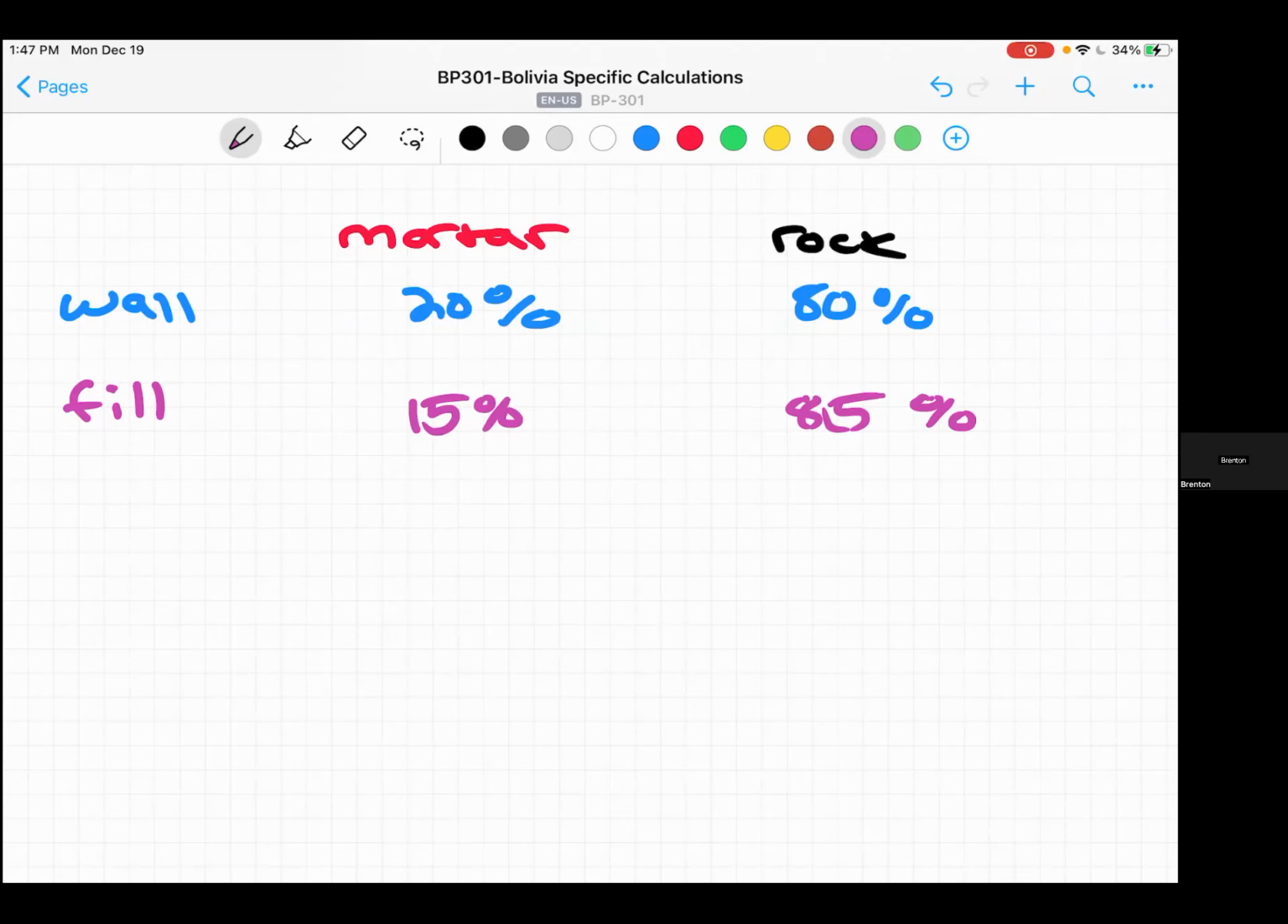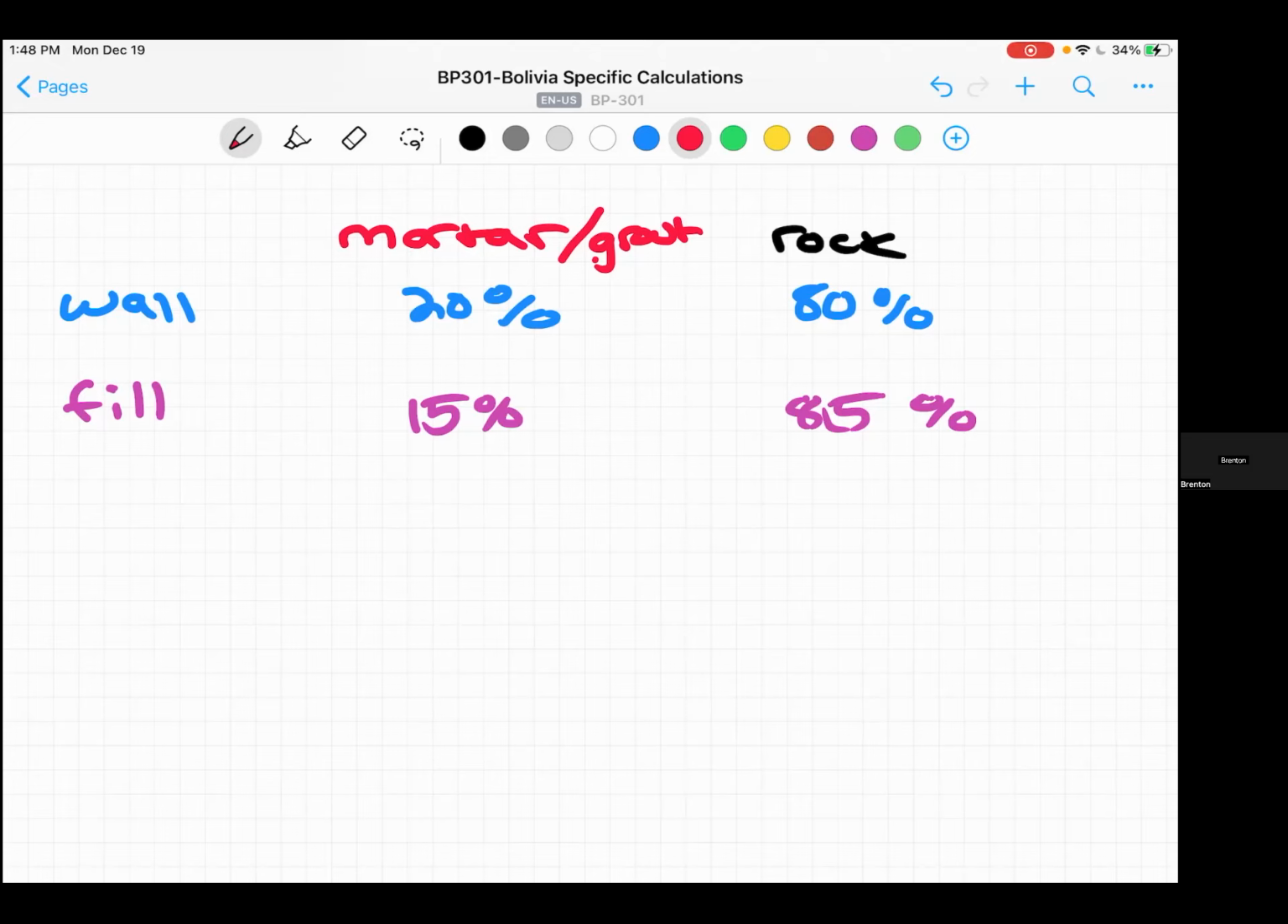Previously, we were assuming that 20% of the masonry walls were mortar and 80% of that was rock, and 15% of our fill was mortar or grout, and that 85% of that was rock. Now that makes sense, right? The walls are much slower to make, and they are going to be more dense with mortar in between the rocks. So there's going to be a higher percentage of that structure that's coming from mortar. So we're going to be using more mortar.